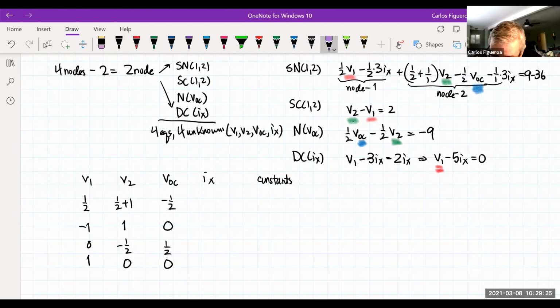And then IX. So if I look at IX, I got it here. I got it there. And I got it here. So if I go do that, let's be careful here. So I got minus 1/2, minus 1. So I'm going to get 1/2 plus 1. Let's make sure that's right. That looks right. I got 0, 0, and then finally minus 5.